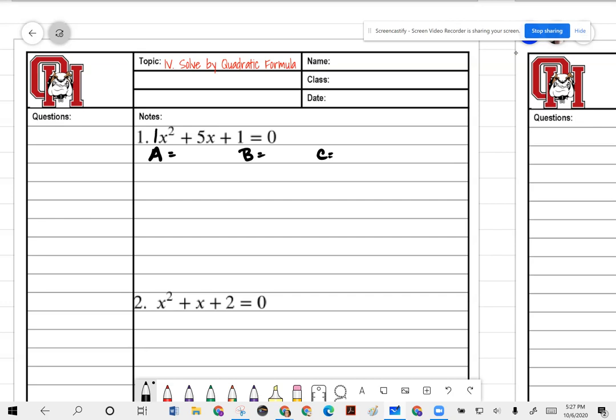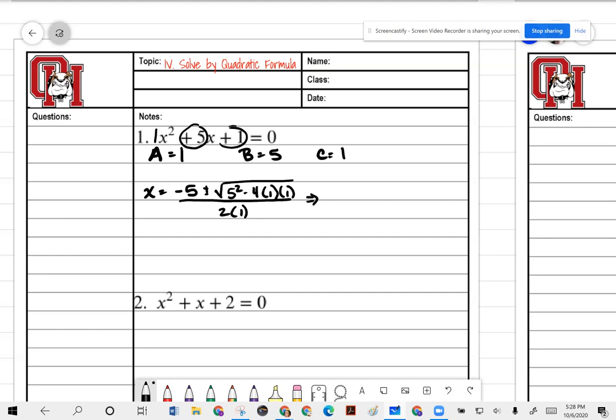So in this case, the A is 1. The B is 5, and the C is 1. So what we're going to do is just substitute that into the quadratic formula. So we've got negative b plus or minus the square root of b squared minus 4 times a times c, and it's all over 2a.